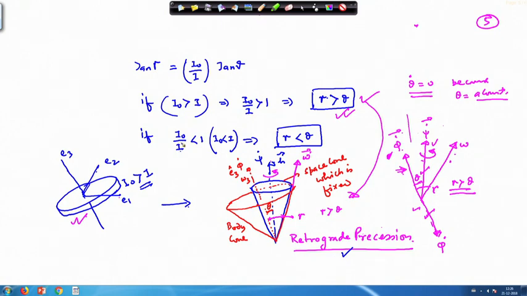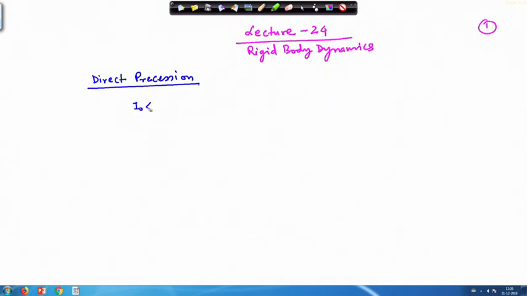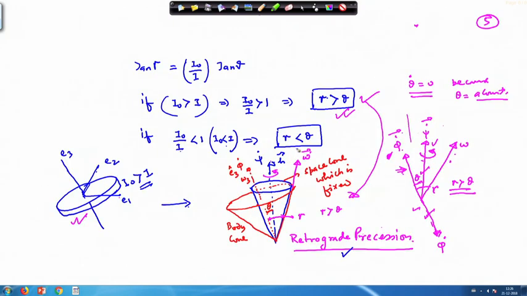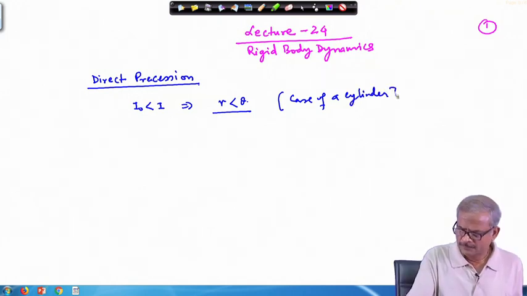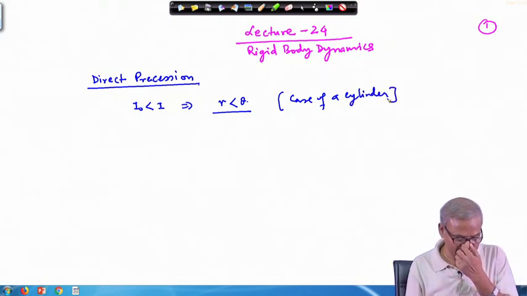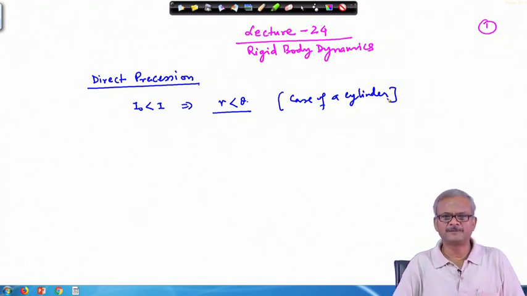Now, consider the case where I 0 is less than I. So, I 0 is less than I, this implies that gamma will be less than theta. This is the case of a cylinder. It is a torque free rotation of a cylinder, how the motion of the cylinder will appear.